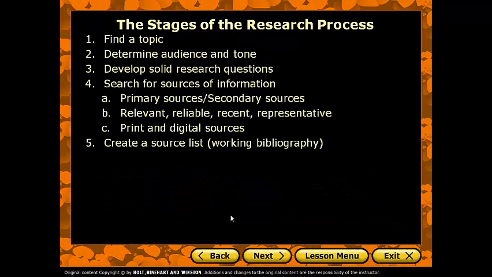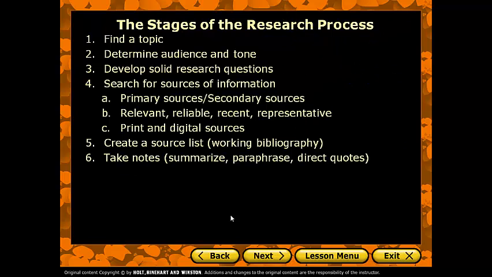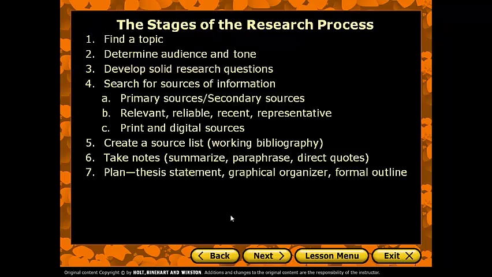Then you create a source list or a working bibliography that is numbered before you even start reading your sources. Then as you take your notes, you're going to take summaries, paraphrases, and direct quotes, and you will put the number related to your sources. Then after you finish your research, you're going to look at everything that you've collected. You're going to look at your main points that you can support with your research, the overall ideas, and you're going to put that into a graphic organizer, and then from that, create a formal outline.